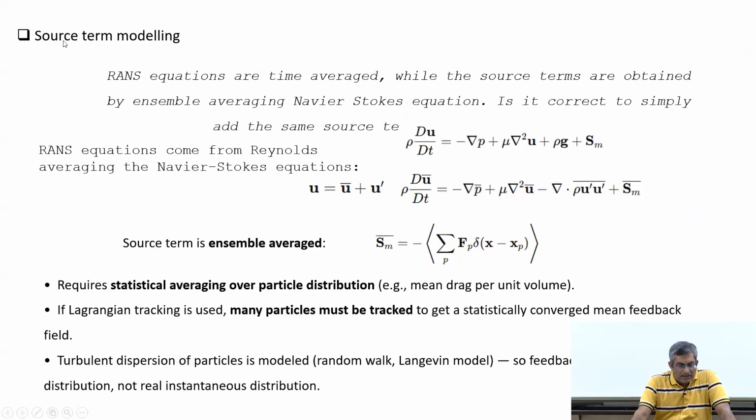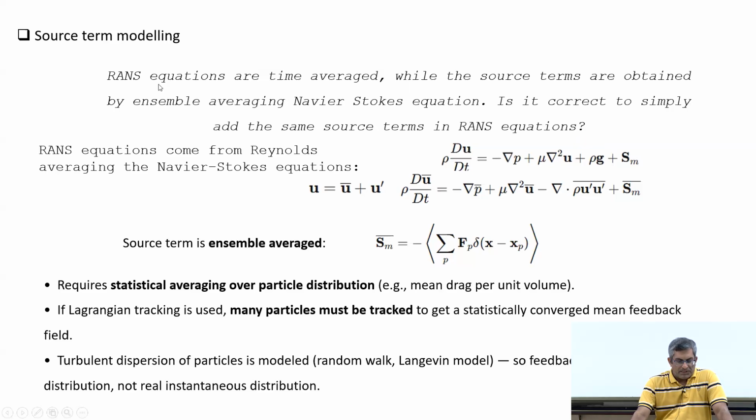Now we consider the source term modeling. So how do we do modeling for the source term in RANS based models? The question here is, the RANS equations are time averaged, while the source terms are obtained by ensemble averaging the Navier-Stokes equation. Is it correct to simply add the source terms in RANS equations?